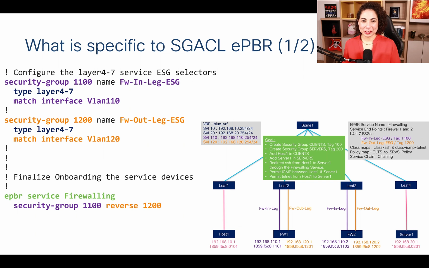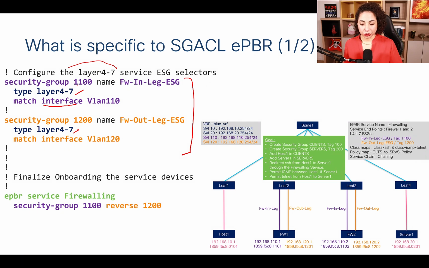Now it's time to check what is really specific to the SGACL ePBR part. So actually we have, I would say, two blocks of configuration that we need to put. The first one is this one. It allows us to define the layer 4, layer 7 ESG selectors. So here we are defining our endpoint security groups the same way that we define the ESGs for clients and servers. The only difference is that those ones are specific L4, L7. So inside both of them, we need to state that we are having type layer 4, layer 7 ESGs. And inside of them, we are matching on the interface.